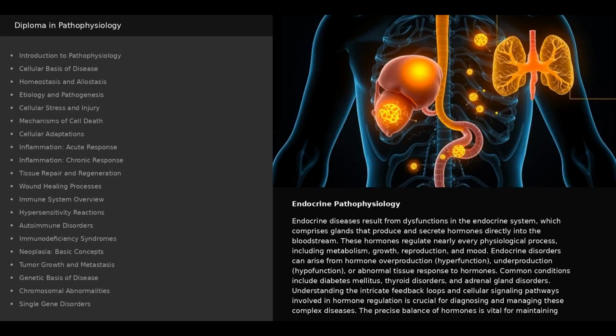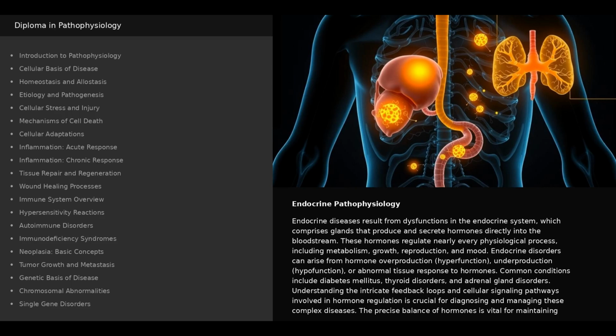Endocrine pathophysiology. Endocrine diseases result from dysfunctions in the endocrine system, which comprises glands that produce and secrete hormones directly into the bloodstream. These hormones regulate nearly every physiological process, including metabolism, growth, reproduction, and mood. Endocrine disorders can arise from hormone overproduction, hyperfunction, underproduction, hypofunction, or abnormal tissue response to hormones. Common conditions include diabetes mellitus, thyroid disorders, and adrenal gland disorders.